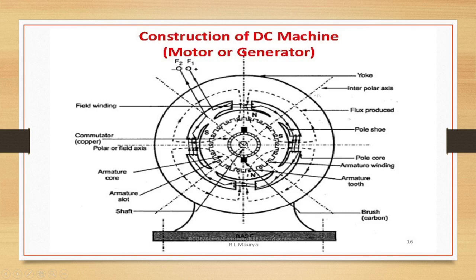When the shaft is moved with the help of a prime mover, mechanical energy is getting converted into electrical energy, that is the operation of a DC generator. When a current carrying conductor is placed in magnetic field, it experiences a mechanical force, that is the operation of a DC motor. So construction wise both generator and motor are same.